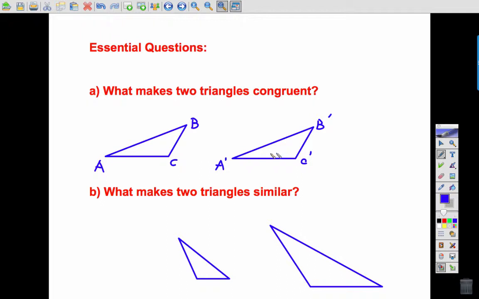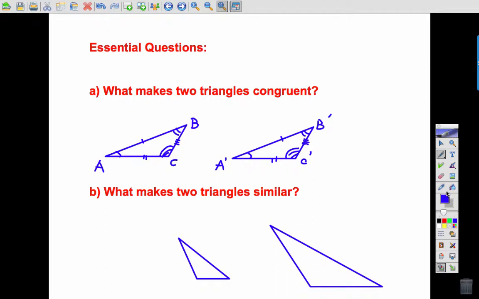With congruent triangles, all of their angles have to be congruent to the corresponding angles in the other triangle, right? And the same is true with all of their sides. So AB and A prime B prime have to be congruent, AC and A prime C prime, and BC and B prime C prime have to be congruent. So that's for congruent triangles.